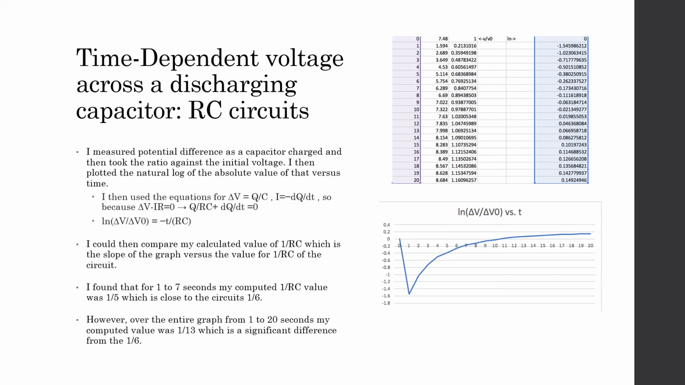I found that for 1 to 7 seconds, my computed 1 over RC value was 1/5, which is close to the circuit's 1/6. However, over the entire graph, from 1 to 20 seconds, my computed value was 1 over 13, which is a significant difference from the 1/6.